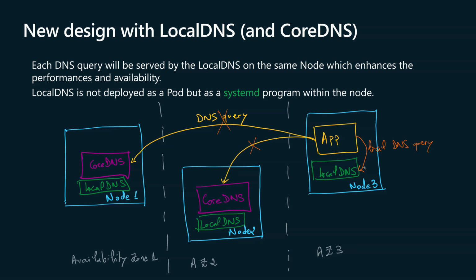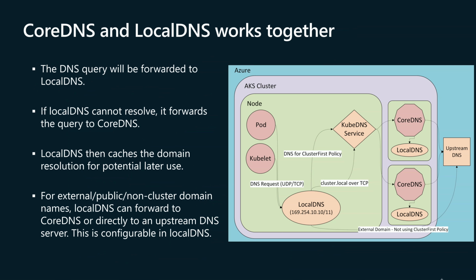This design will also enhance the availability of the DNS because local DNS here will add redundancy to CoreDNS. So when I don't have a CoreDNS available for any reason, then the app will rely on its own local DNS. Unlike CoreDNS, which is installed as a pod inside the cluster, local DNS is installed as a systemd program within the node. So you don't see it as a pod running. So we keep CoreDNS and local DNS working together.